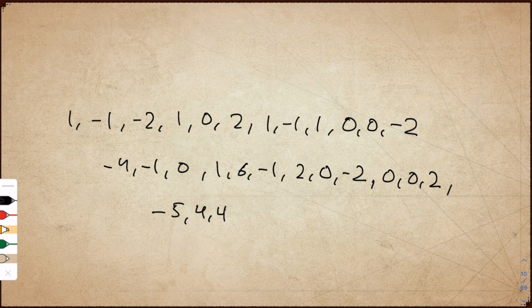Here is a more complicated example of an L function. 1, minus 1, minus 2, 1, 0, 2. 1, minus 1, 1, 0, 0, minus 2. Minus 4, minus 1, 0, 1, 6, minus 1, 2, 0, minus 2, and so on. What is the pattern here?